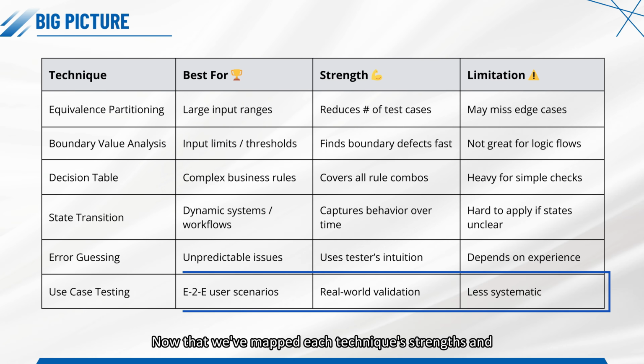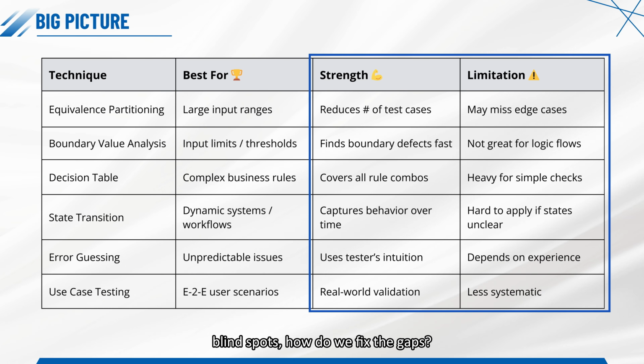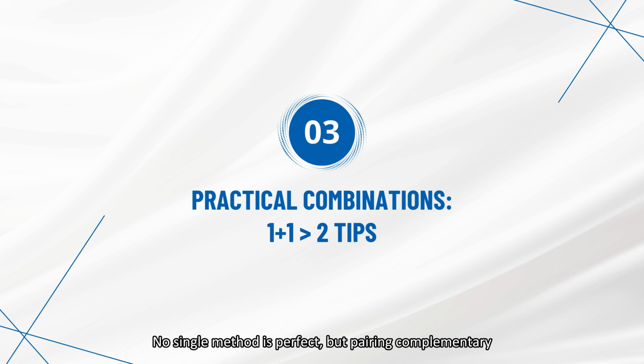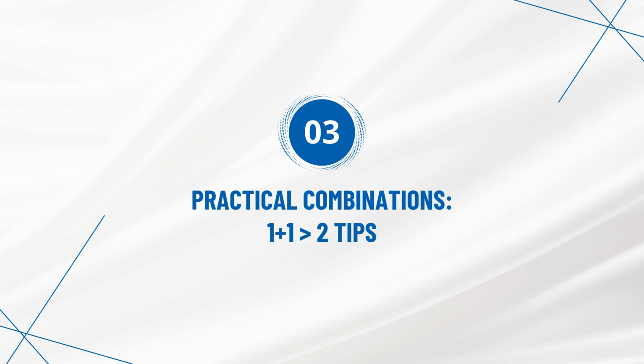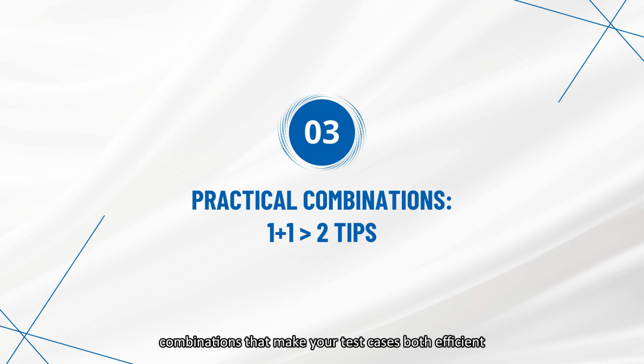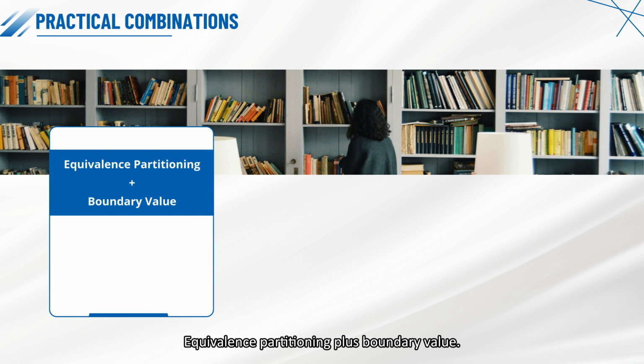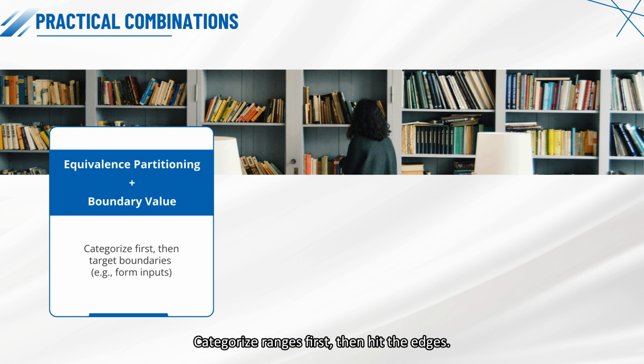Now that we've mapped each technique's strengths and blind spots, how do we fix the gaps? The answer: combine them. No single method is perfect, but pairing complementary techniques turns their weaknesses into strengths. Let's dive into the 1+1 combinations that make your test cases both efficient and thorough. Case 1. Equivalence partitioning plus boundary value. Categorize ranges first, then hit the edges. This combination cuts redundancy and catches boundary bugs.